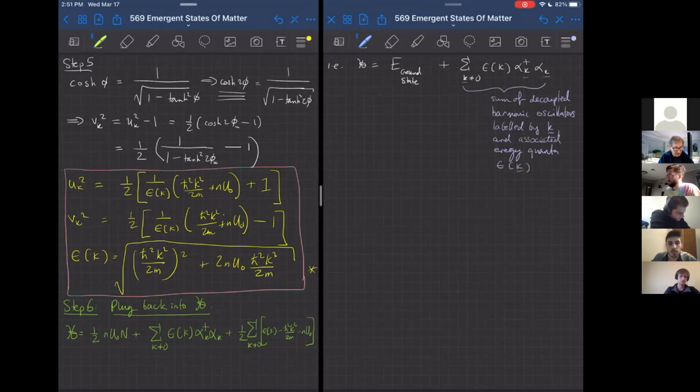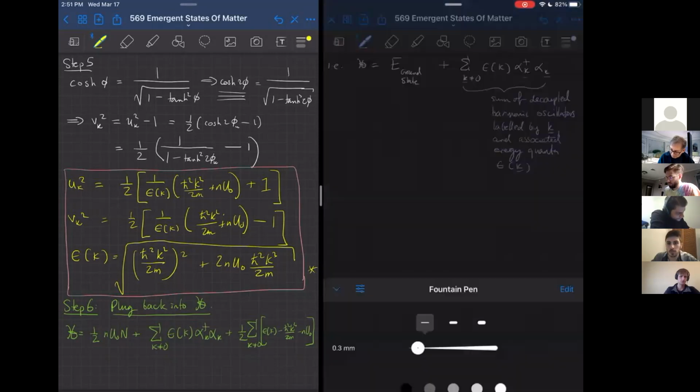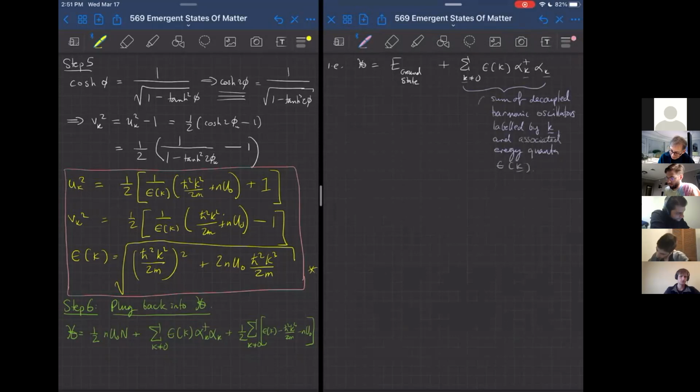And so this is therefore the quasi-particle energy of the system. Because this thing is just the sum over k of n of k epsilon of k.